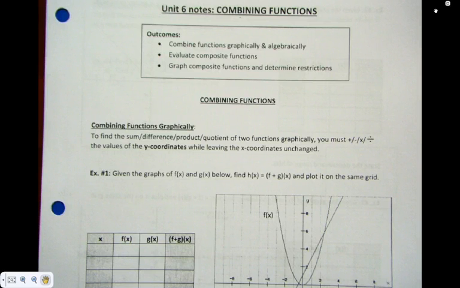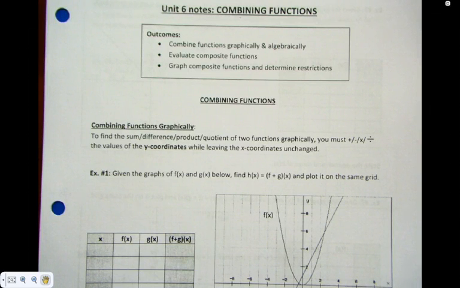We're going to add them, subtract them, multiply them, divide them. Why? Because we can. Why wouldn't we do that? So that's what we're going to focus on today, the adding, subtracting, multiplying, dividing. We're going to do it graphically and algebraically. And then on Friday, we'll look at something called composition of functions. That's it. That's the whole unit. It's a teeny tiny little unit.